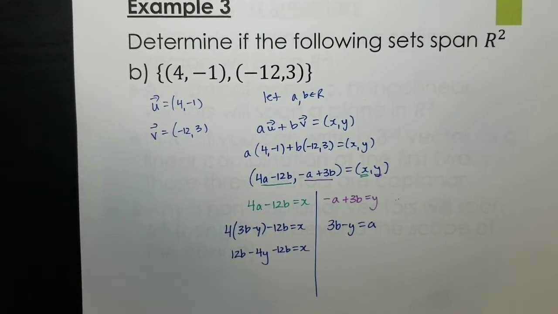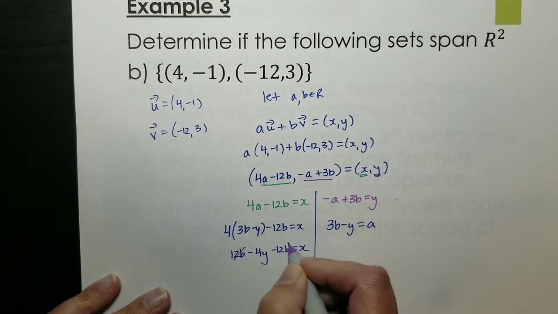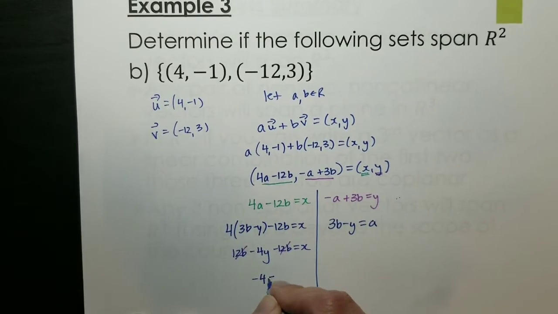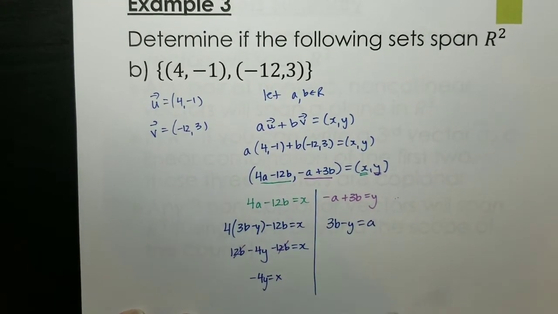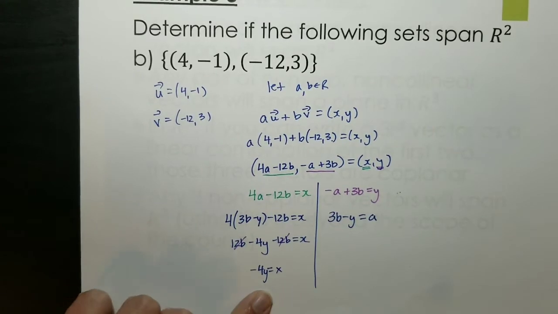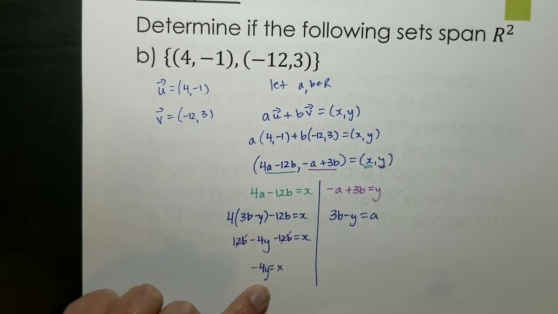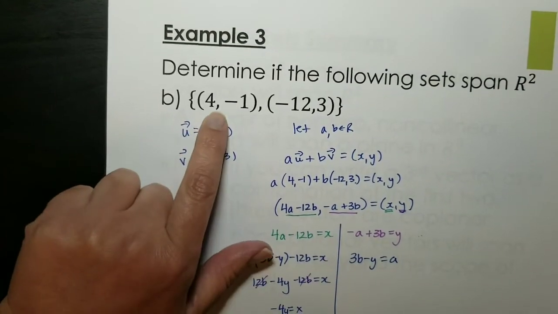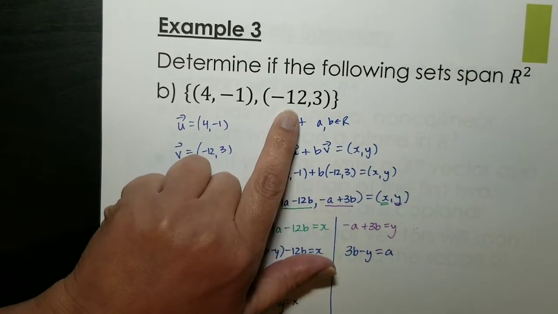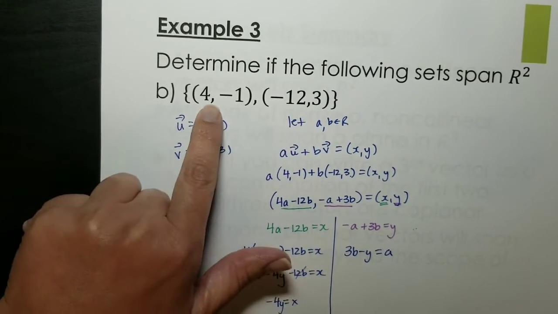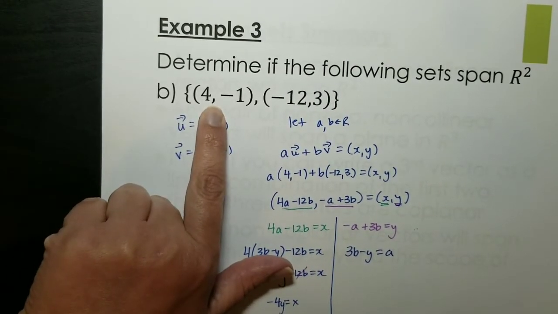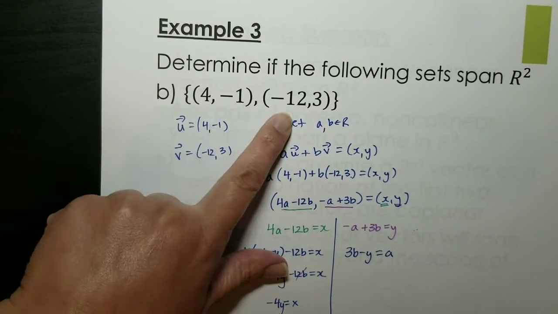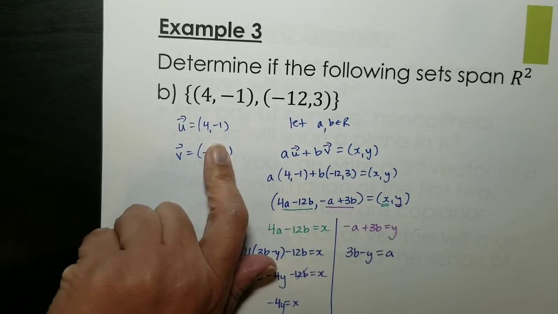But now I run into some trouble because I'm trying to solve this for B, but all of my B's just canceled out. So I get negative 4Y equals X. So I can't solve this for A and B because my B's disappeared. And if you look at these vectors, what do we notice? This is a scalar multiple. V is a scalar multiple of U. If we multiply this by -3, we get the second vector.